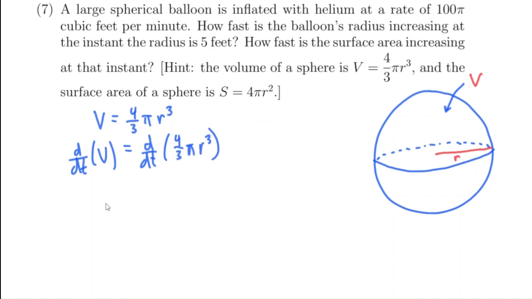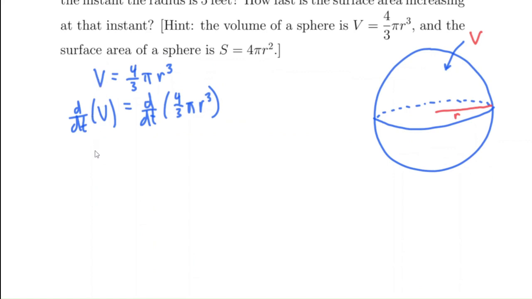And again, this is going to remind you of the bacteria cell one. The left side will just be dV/dt. On the right-hand side, we bring the 3 out front. We're going to get 4 pi r squared times dr/dt. Okay, so here's our equation. Now we have to plug in what we know.